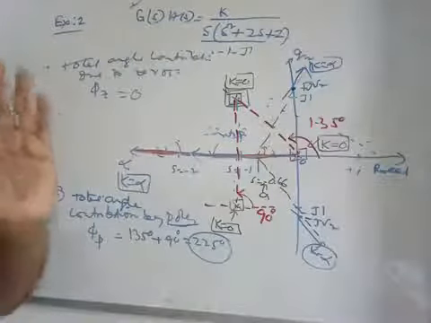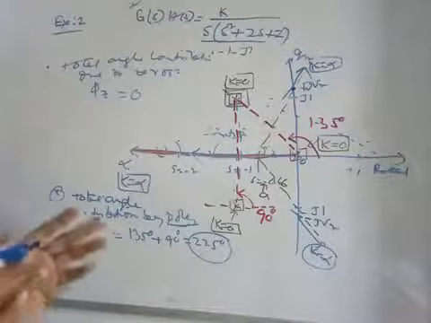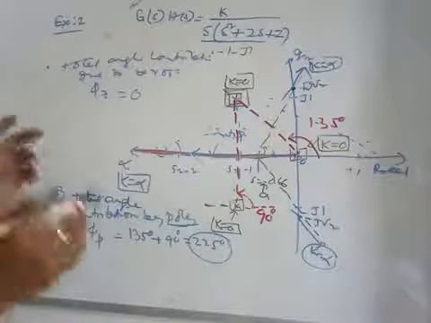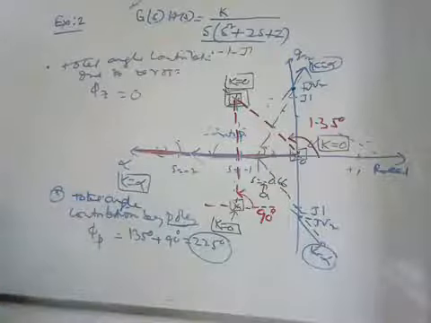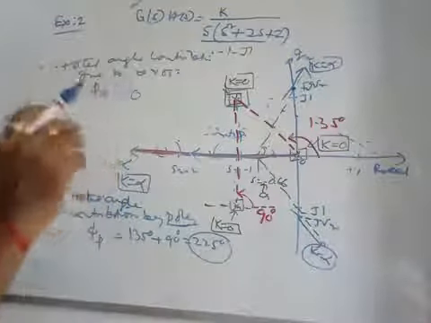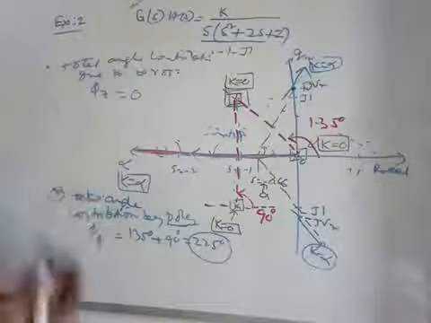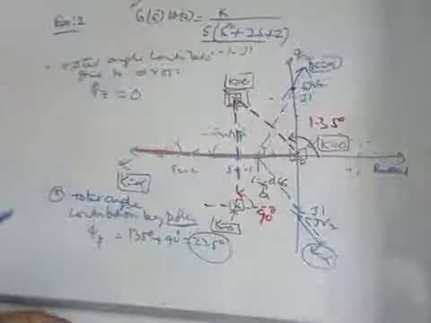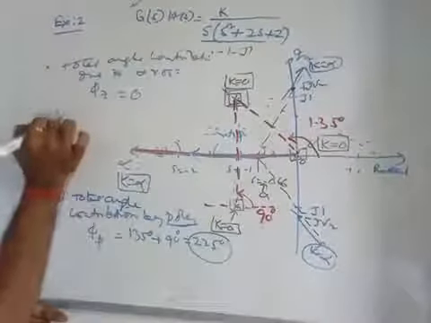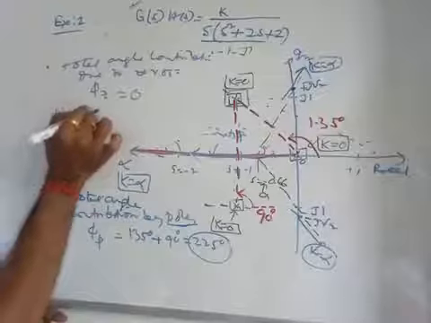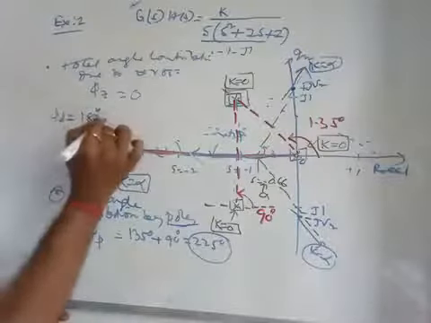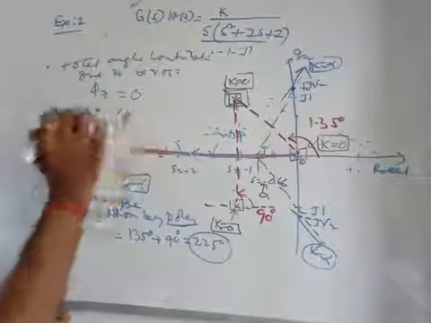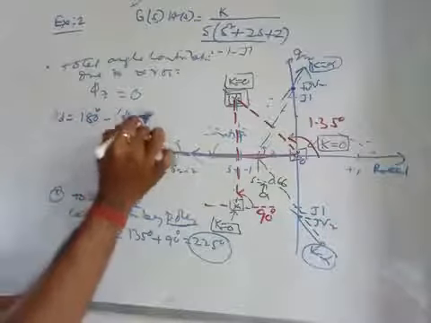Now the total angle of departure is based on these two values, and we will see how to calculate the angle of departure from the given result. The angle of departure phi d equals 180 degree minus phi p minus phi z.